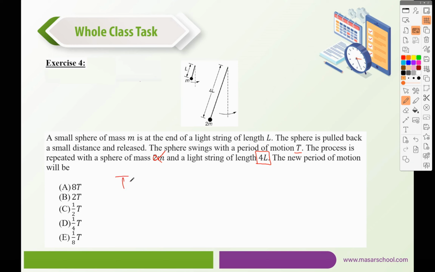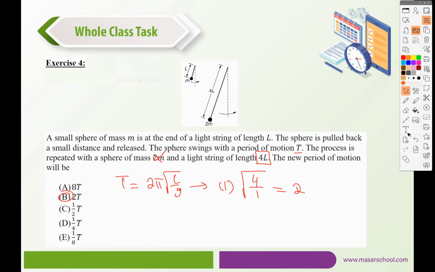Now we can apply the factor of change. We can use the following because it's a simple harmonic motion. That would be 1 multiplied by √(4/1). We didn't change g. The square root of 4 would be 2. And the correct answer would be B.